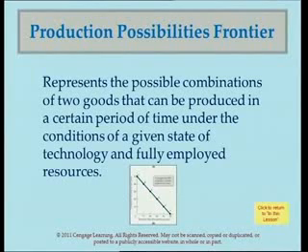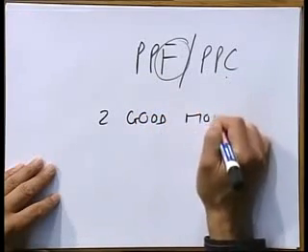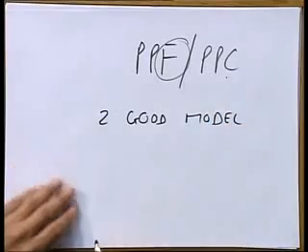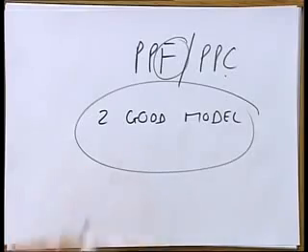Now, if you look at that definition on your slide there, two important points are very critical here. It's the possible combinations of two goods. So we've got only a two-good model. We assume that there are only two goods in the economy. That is very important. So this is theory. We're busy with microeconomic theory, so when we deal with theory, we assume certain things. So there's only two goods in the economy.